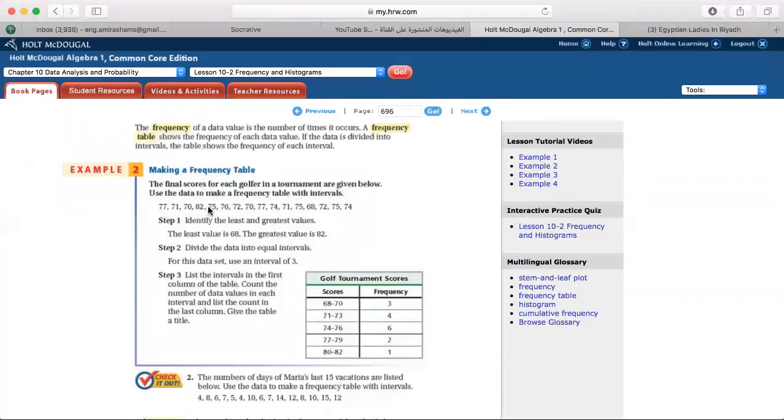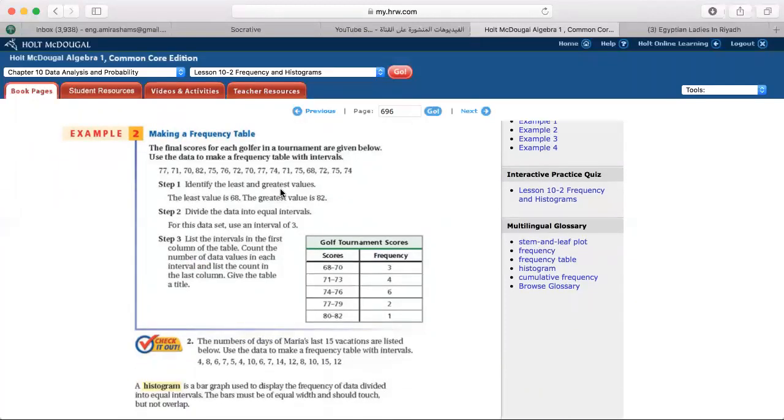To make a frequency table, step 1, identify the least and the greatest value. The least value is 68, for example, in this one, and the greatest value is 82. Divide the data into equal intervals. For this data set, use an interval of 3. So the least number is 68 and the greatest value is 82. I'm going to divide them into intervals of 3, like groups.